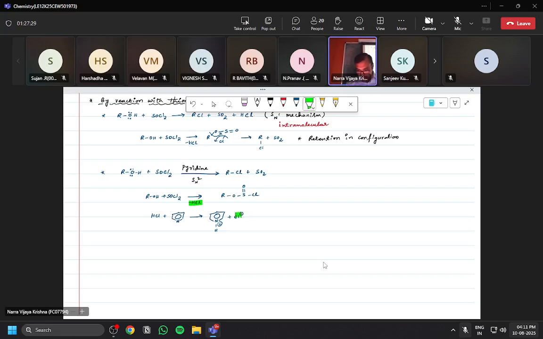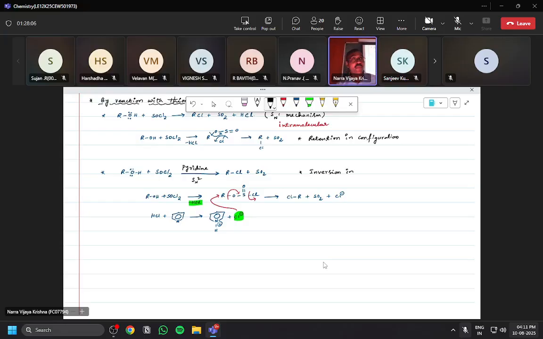Now, this obtained Cl minus will go and attack over R. Will you understand if I write like this? Then you will get R, I am writing here in the other direction, like this, plus SO2, and of course Cl minus comes out. So in this case, what am I writing? Inversion in configuration.